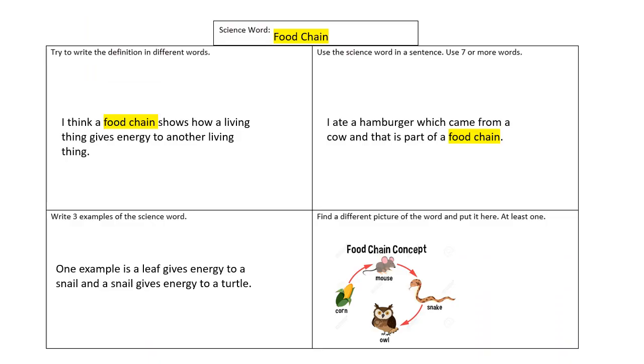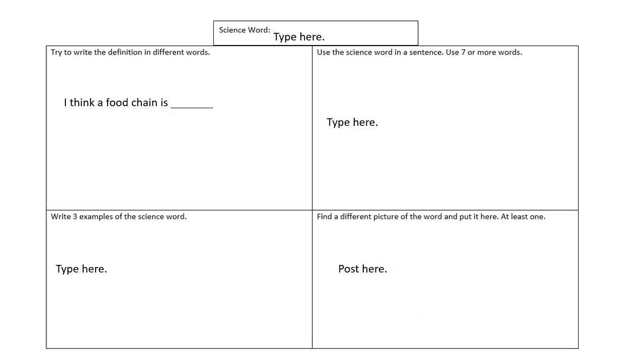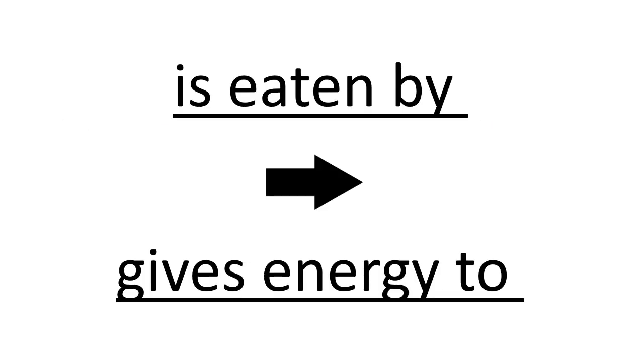This is a way to study food chain. Remember, write your own definition, sentence, give a fun fact or example, and write or put a new picture. So remember, the arrow in the food chain diagram can mean two things: is eaten by or gives energy to.